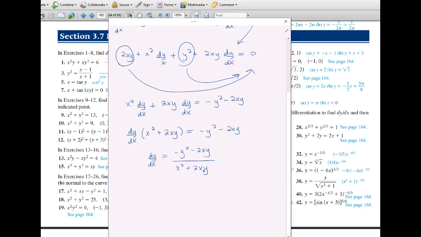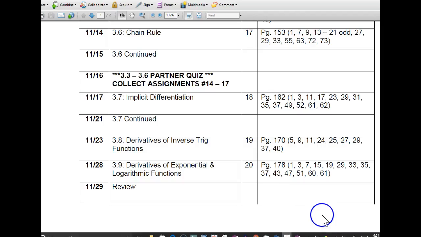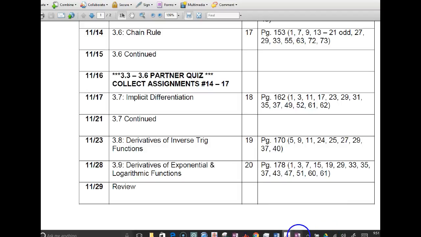Just to warn you, this assignment will take up some space. That's the answer. That's it. What do you mean that's it? That was a lot. Like, we're finally done? Okay, what's the next one? It's 3.